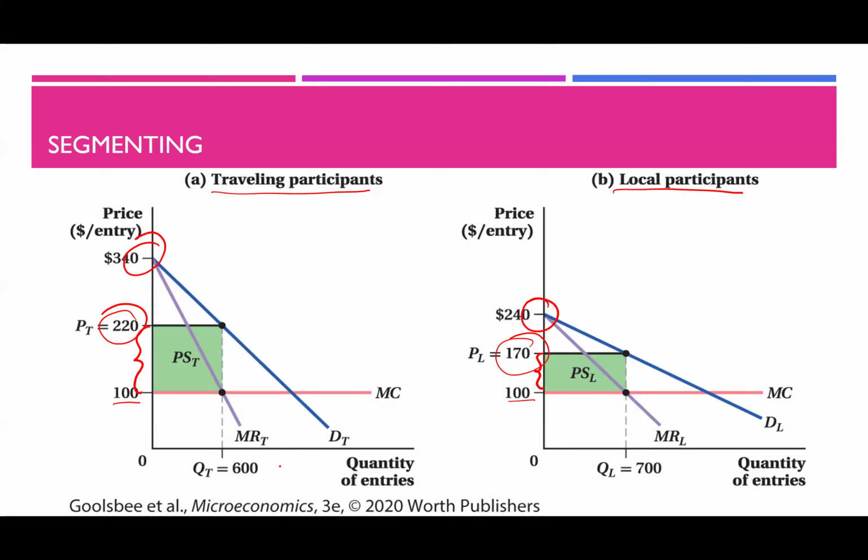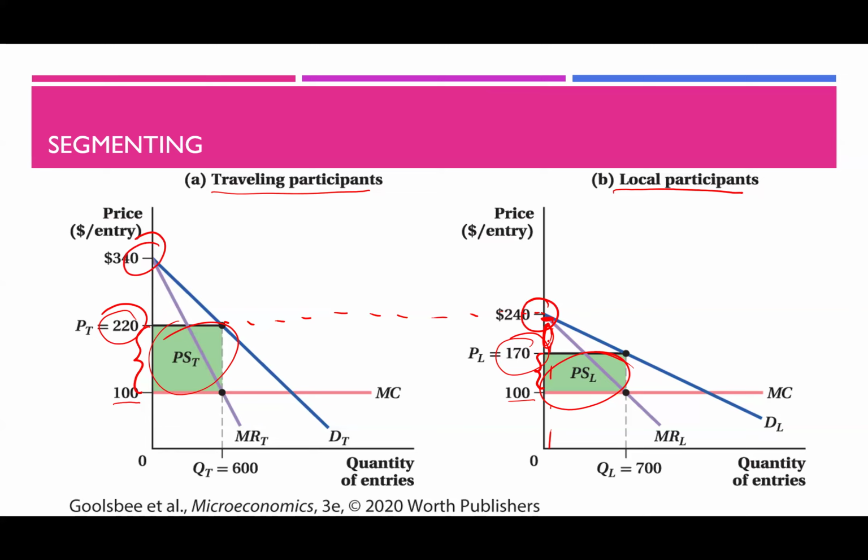Okay. So you can see that their producer surplus for the tourists is much larger than for the locals. And if they had to price at the tourist price, they would basically price out a lot of those locals and their producer surplus would be much lower. Okay.